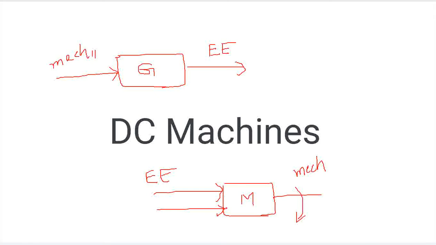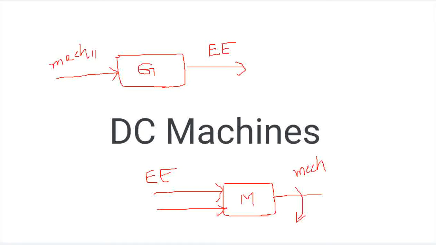DC machines are most frequently used as motors. So what are the main benefits? The main benefits of the machines include torque regulation as well as easy speed control. Okay.